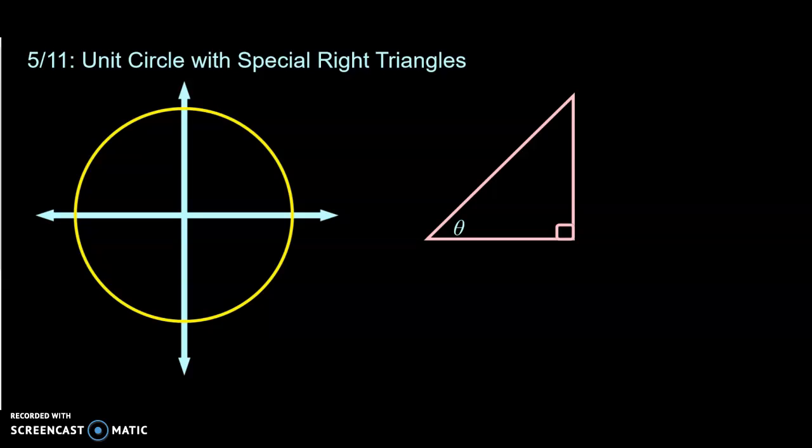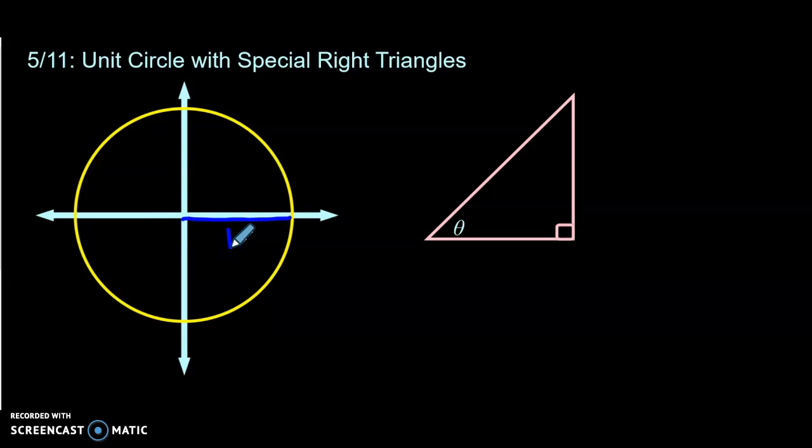We're going to see today special right triangles within the unit circle and then finding sine and cosine. Okay? So remember that our unit circle has a radius of 1. That's why it's a unit.